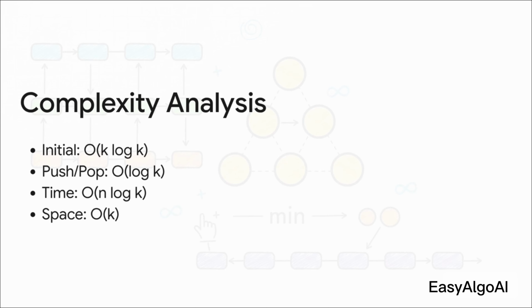Then, for every single node in all the lists combined, let's call that massive total number n, we do a push and a pop. A heap push or pop takes log k time, so processing n nodes takes n times log k. When you sum it all up, the dominant term gives us a massive victory, a total time complexity of O(n log k). And what about space? Well, because our heap only ever holds exactly 1 node from each of the k lists at any given time, the space complexity is strictly O(k).